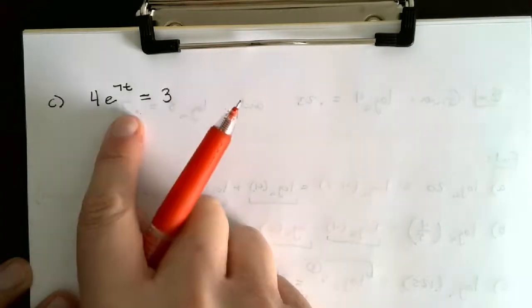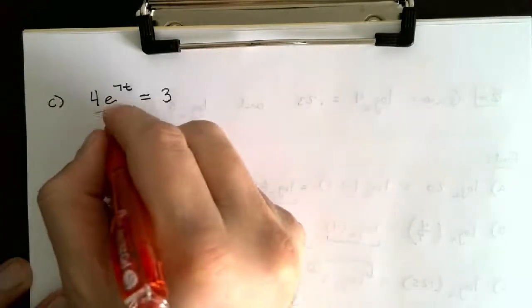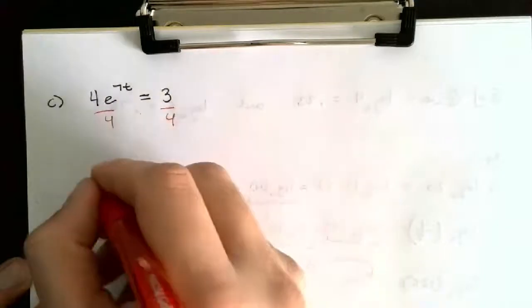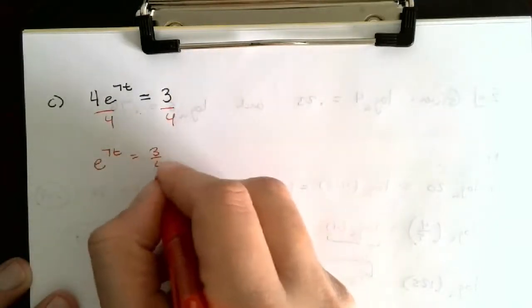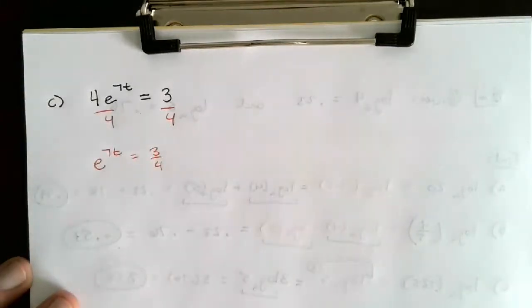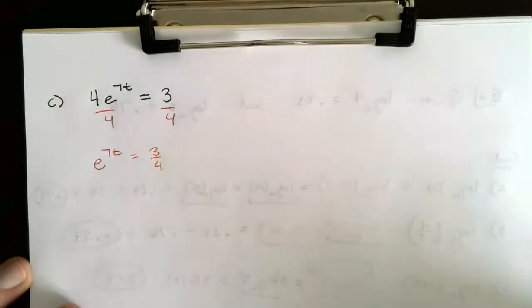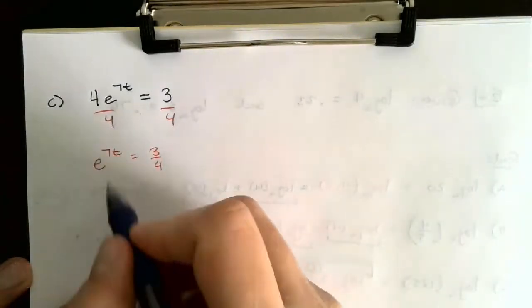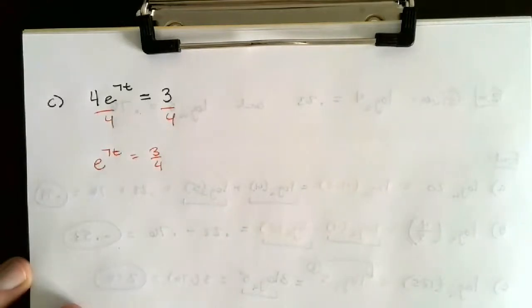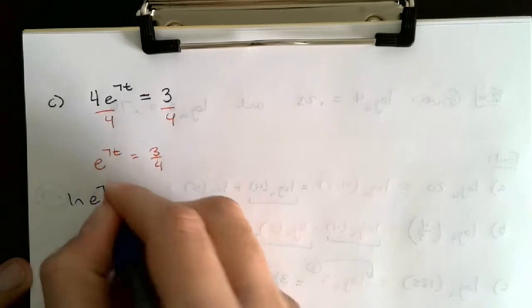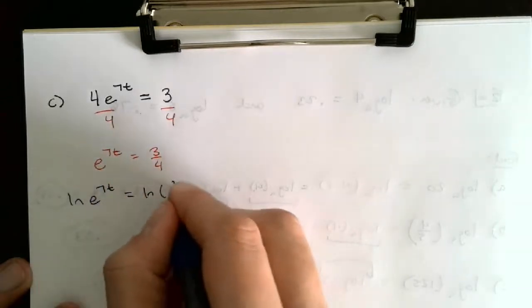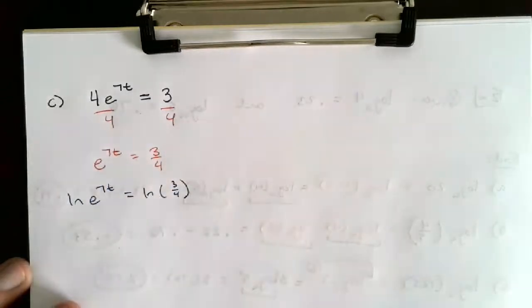In this case, this means 4 times e to the 7t, so we're going to divide by 4 to each side. So you have e to the 7t equals, this will be 3/4. Leave it as 3/4. You could make it a decimal because it comes out exact, but in this case I would leave it. And then how do I get the t, right? How do I get this exponent out of the exponential? Well, the way we do it is we take the natural log of each side. So we have natural log of e to the 7t equals natural log of 3/4.